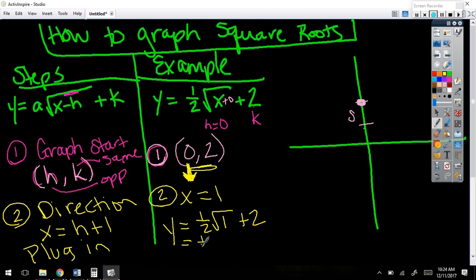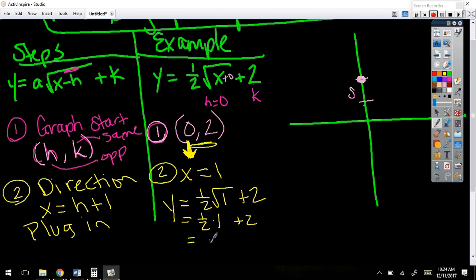All right, so y equals 1/2. The square root of 1 is what? 1. So 1/2 times 1 plus 2. 1/2 times 1. Wait a minute. The square root of what? The square root of 1 is 1. Oh yeah, because 2 is out from under the square root. Correct. 1/2 times 1 is 1/2. And 1/2 plus 2 is 2.5. So this direction point then is 1, 2.5.